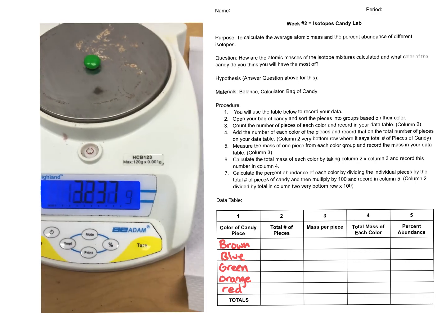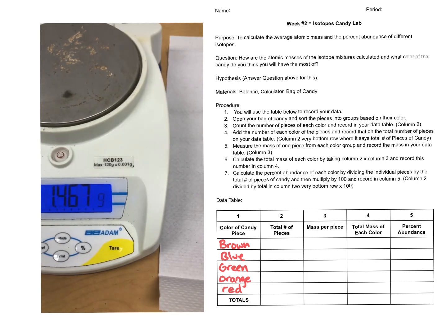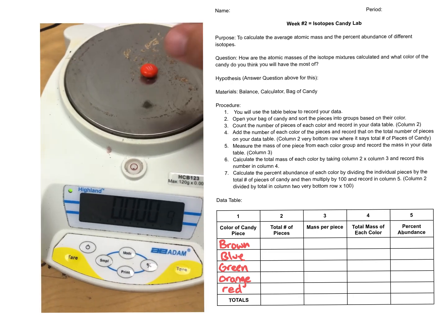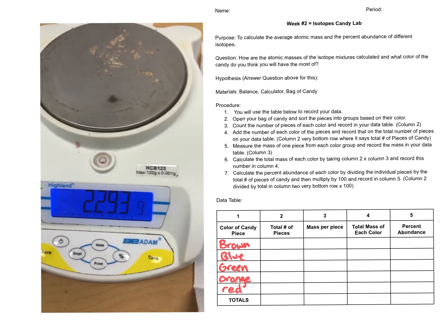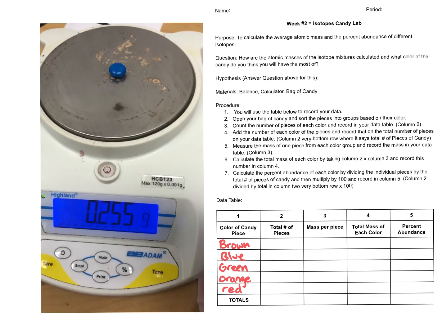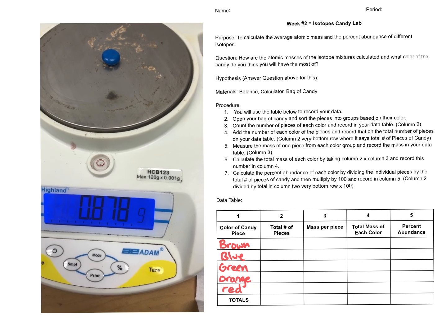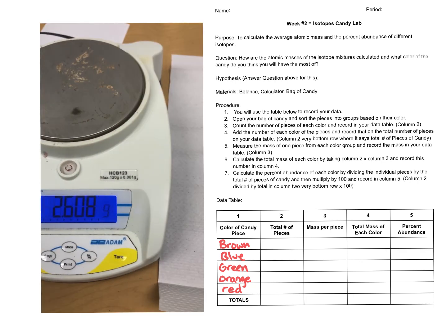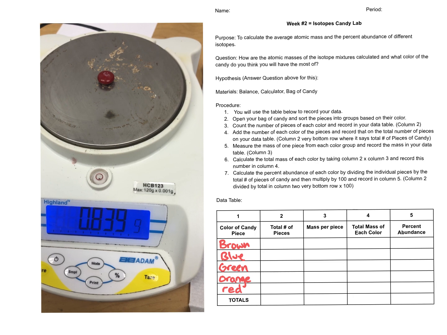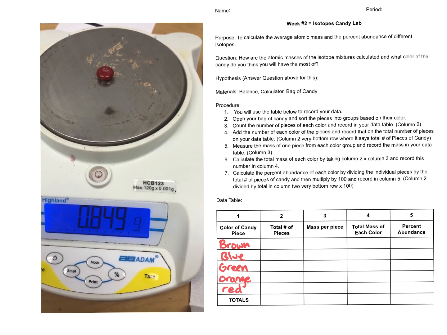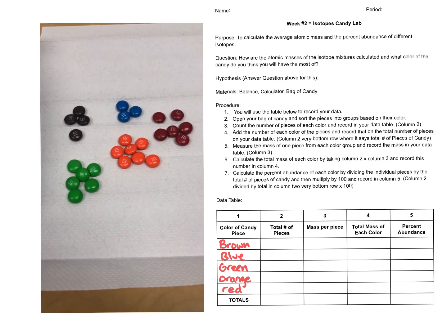Okay, our green, 0.905. Okay, our orange, 0.876. Our blue, 0.877. All right, and our last one are reds, 0.849. Okay, so now we're going to look at these, and we're going to fill out our data table.